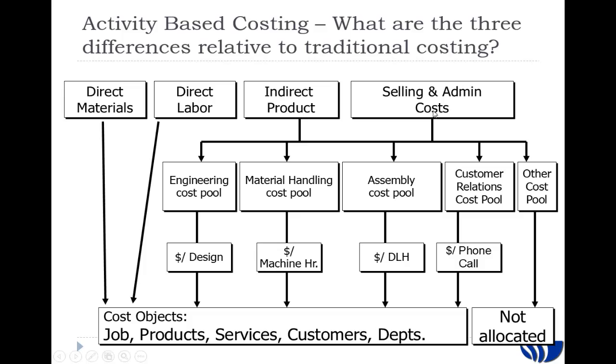Another difference that is not as obvious is that some of these selling and administrative costs might be assigned to these cost pools along with product costs and allocated to the job. Well, that's also not acceptable for external reporting purposes, because generally accepted accounting principles say you cannot allocate selling and administrative costs to your product. You cannot capitalize those. You have to expense those. All right, but anyway, theoretically, this is an overview of how activity-based costing differs from traditional costing.